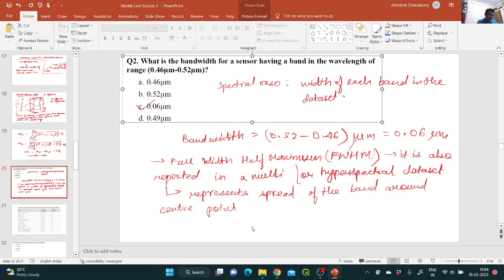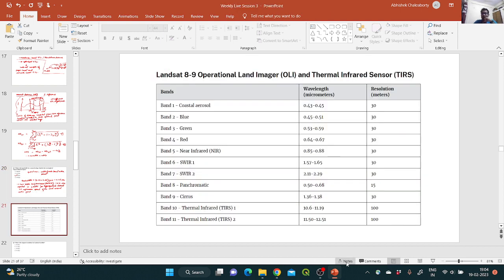And the full width at half maximum is basically the spread around its center point. So that is the definition. This is also usually reported in the results. Now, a thing which I wanted to show you.